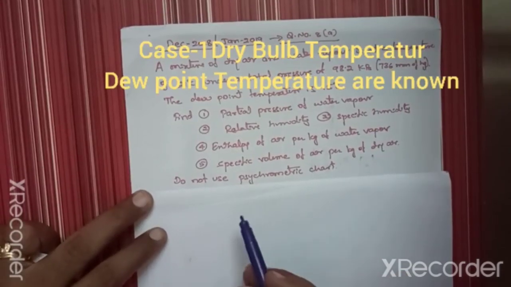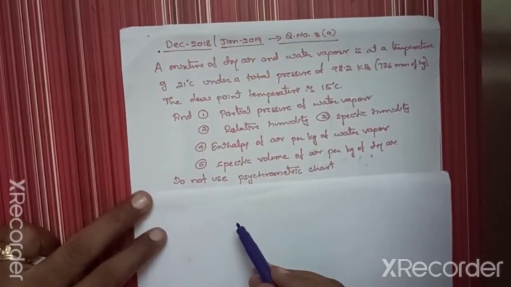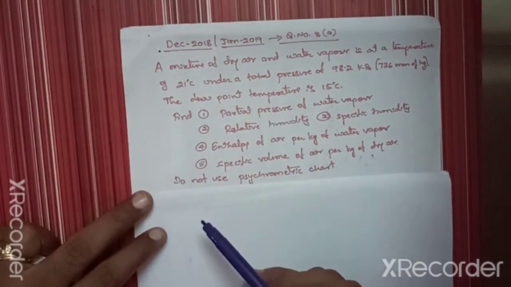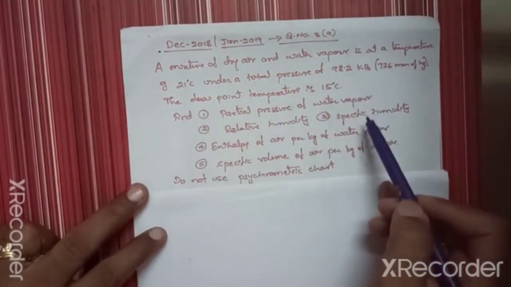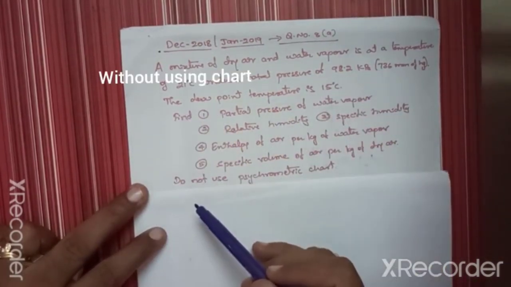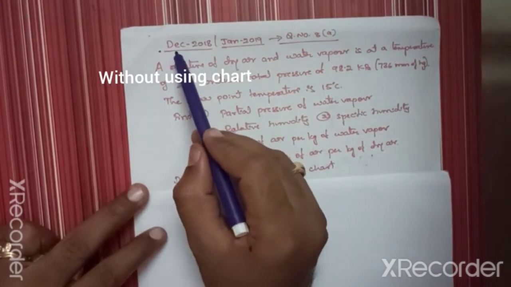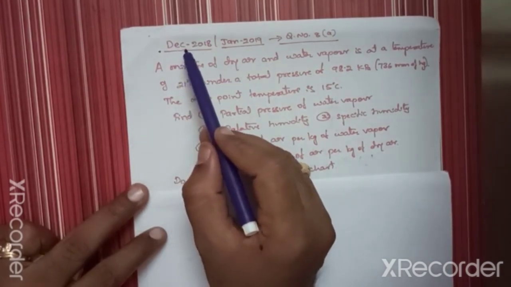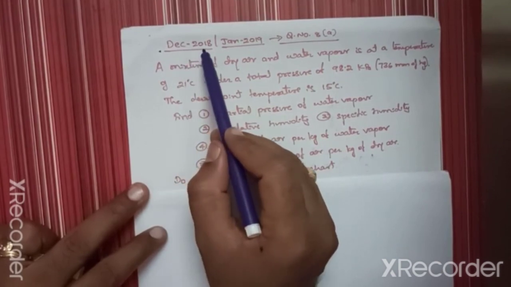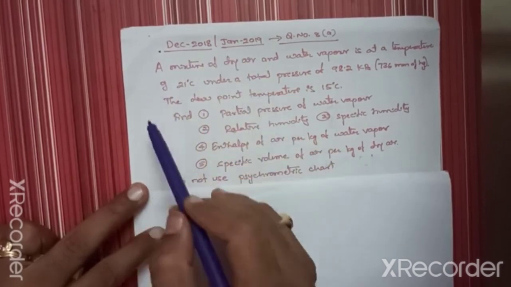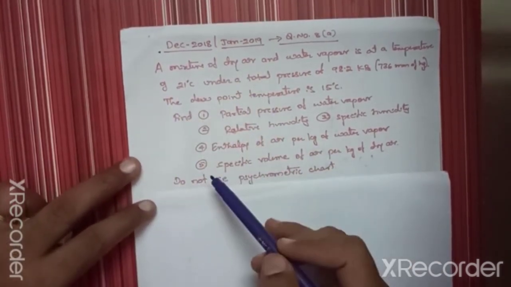Hello friends, so in today's session we will solve one numerical on psychrometry chapter. So this is the definition of the numerical I have taken from previous university question paper December 2018 and January 2019. So now we will start solving this numerical.